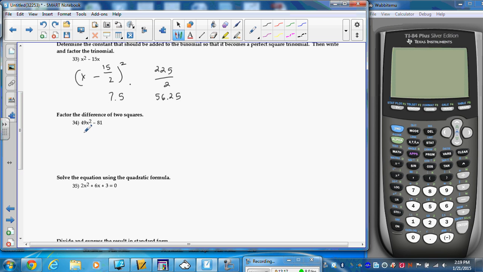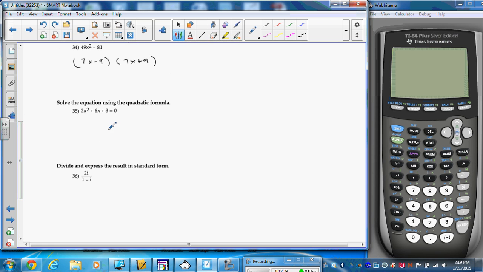This one is the difference of squares. So it's 7x minus 9 and 7x plus 9 as how we factored it. We're going to use the quadratic formula. This one's already set to equal 0. So a is 2, b is 6, and c is 3.